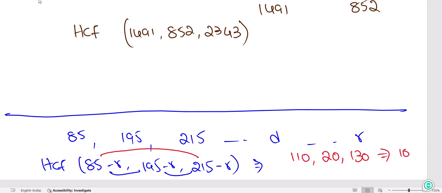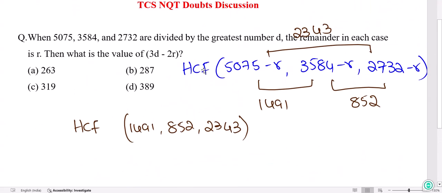You check for 2 also, it will satisfy. When all those numbers are divided by 2, remainder is 1. But 2 is not the greatest number. Among those, the greatest number is 10. So this is the procedure. It is a small number, I think you understand, and now you can apply the same to this question.